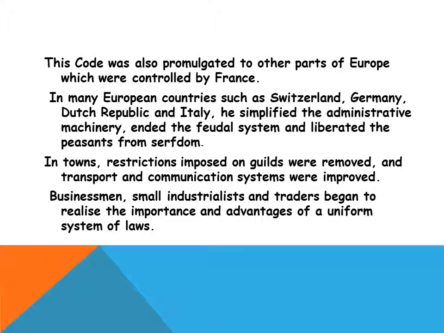This code was also promulgated to other parts of Europe which were controlled by France. In many European countries such as Switzerland, Germany, the Dutch Republic and Italy, he simplified the administrative machinery, ended the feudal system and liberated the peasants from serfdom. In towns, restrictions imposed on guilds were removed and transport and communication systems were improved. Businessmen, small industrialists and traders began to realize the importance and advantages of a uniform system of laws.